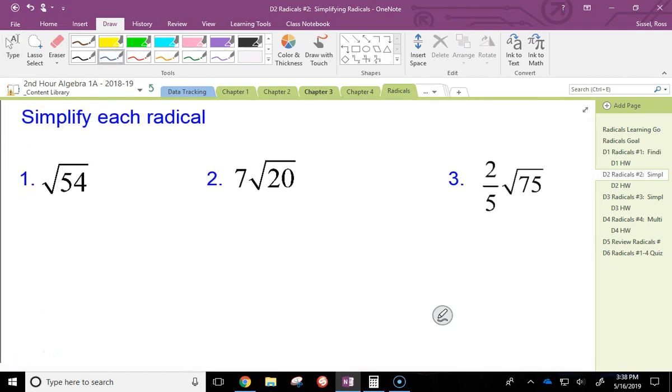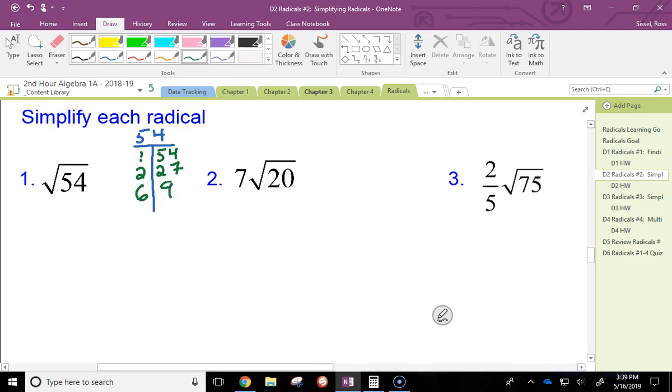First one. What is the square root of 54? Okay, well, first thing I can do is, I can do this a couple ways. If you like, I could list the factors of 54 out. 1 times 54. 2 times 27. 3 doesn't go into it. 4 doesn't. 5 doesn't. 6 times 9.